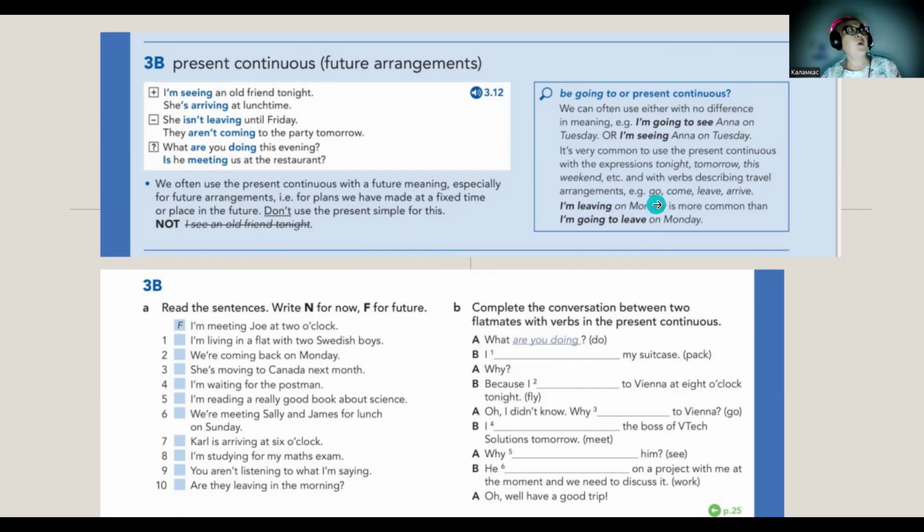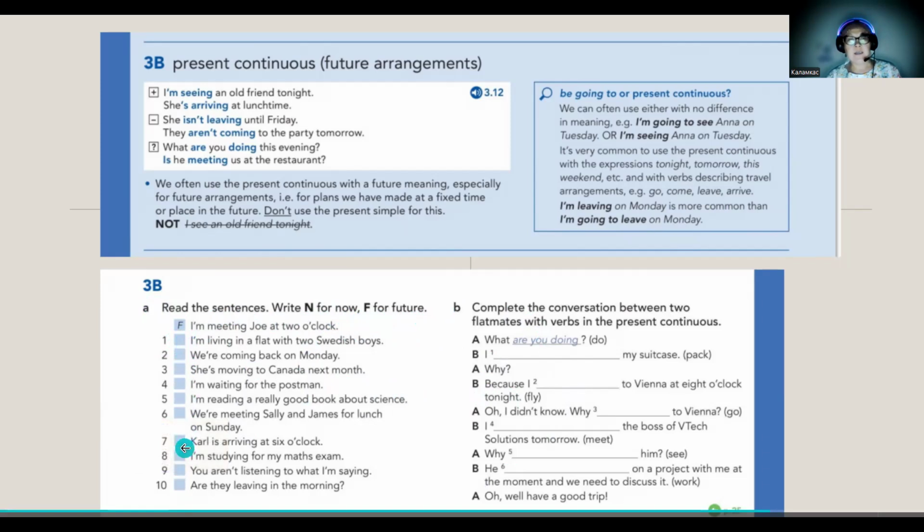For example, go, come, leave, arrive. For example, I'm leaving on Monday is more common than I am going to leave on Monday. Okay, and now I want you to choose one of these tasks and do it individually. First task, read the sentence, write N for now, F for future. So you should just write the letter here. But if you write in your notebook, please write the sentence fully, it will be easier for me to check.